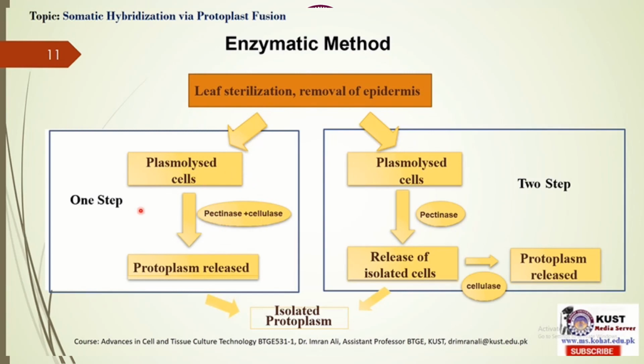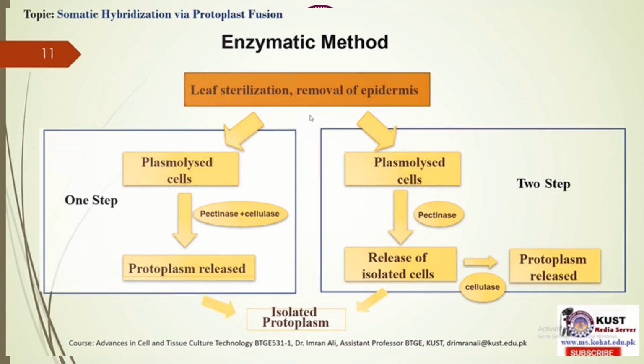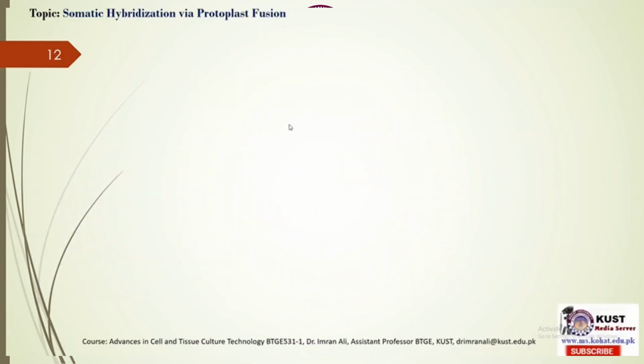In one-step method, we use these enzymes together to degrade the cell wall, which can release the protoplasm. While in the two-step method, we use these two enzymes separately. First, we use the pectinase, followed by the cellulase, which can then release the protoplasm and we can collect them. This method is more efficient and reliable.